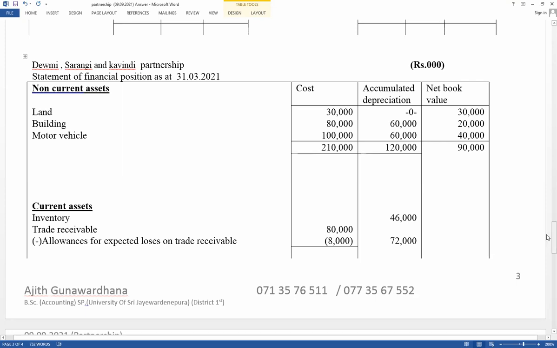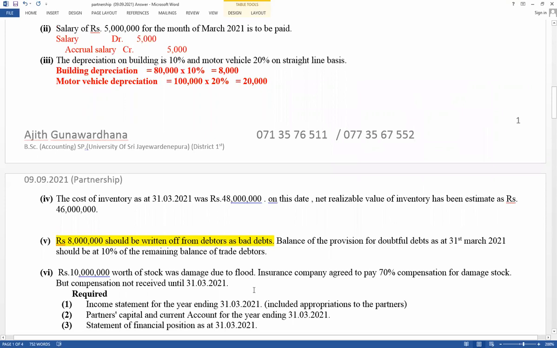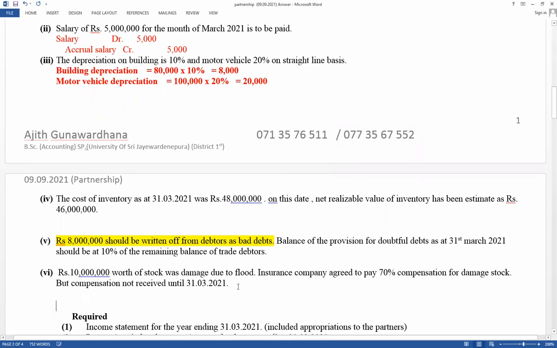Right, next adjustment. Last adjustment, 11 for damage stock. Think about damage stock also, there are 3 marks. First one, think about damage stock. Second one, think about insurance receivable for damage stock. And third one, damage stock loss.